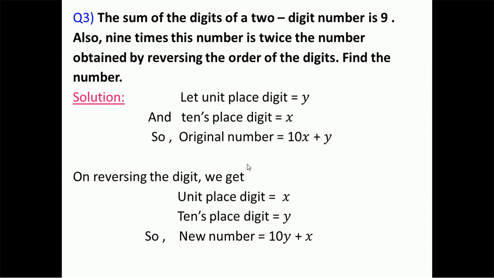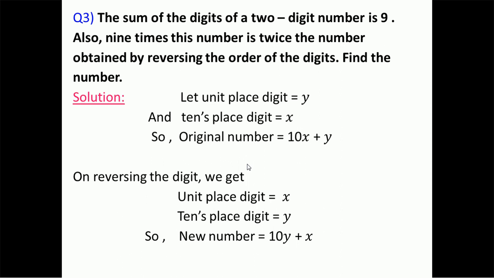The sum of the digits of a 2-digit number is 9. Also, 9 times this number is twice the number obtained by reversing the order of the digits. Find the number. So, it's a 2-digit number, and we don't know what that 2-digit number is.